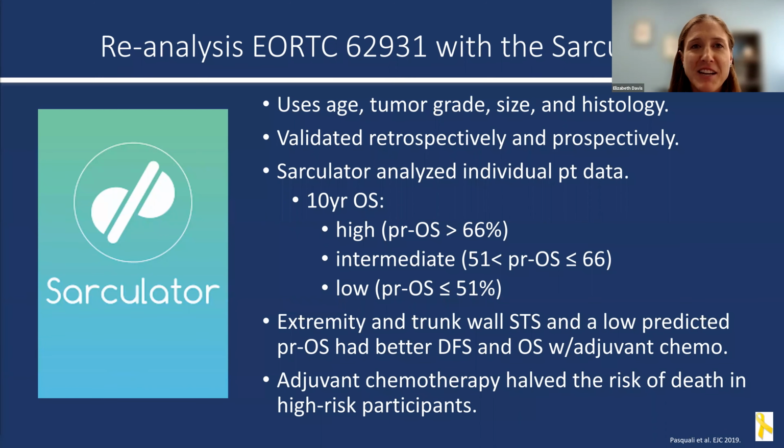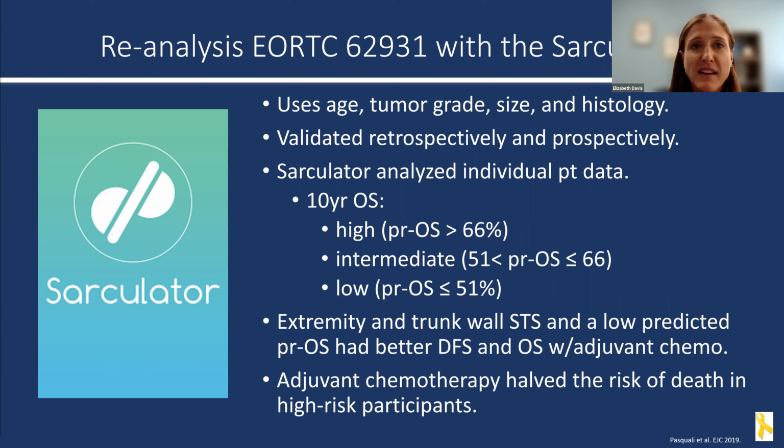In 2019, this paper was published, and they used an app called the Sarculator, which is free. You can download it to your phone. And it uses age, tumor grade, size, and histology. It's been validated both retrospectively and prospectively. And so this paper looked at using the Sarculator to reanalyze data from the EORTC study.